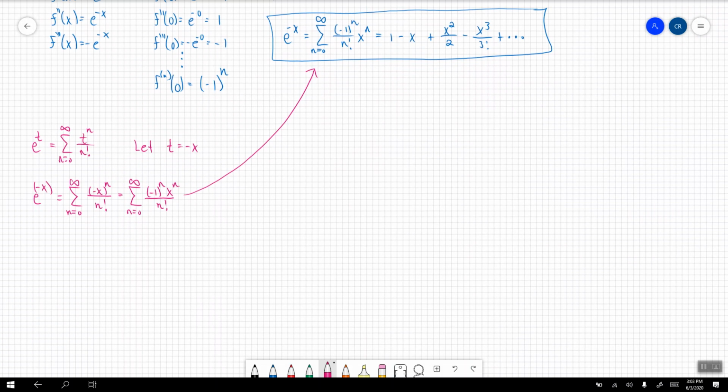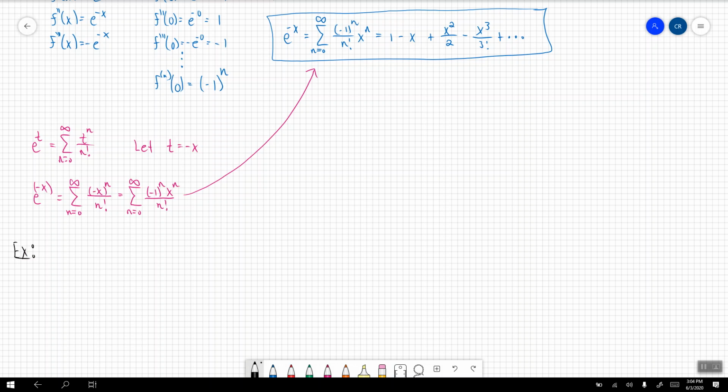Is it e to the x? Is it natural log of x? Is it 1 divided by 1 minus x? What type of function is it? As soon as we can find that out, then we can start making these assumptions, or we can start working with these more complicated functions. So let's work on a different example then.